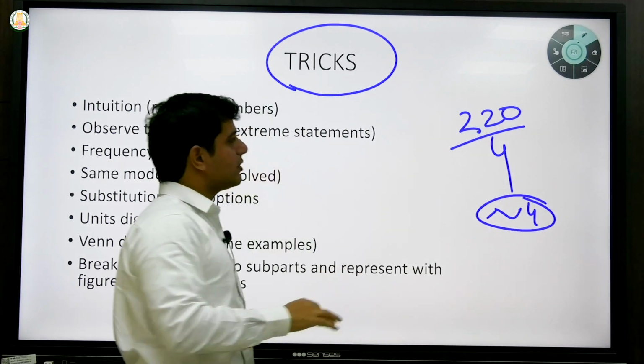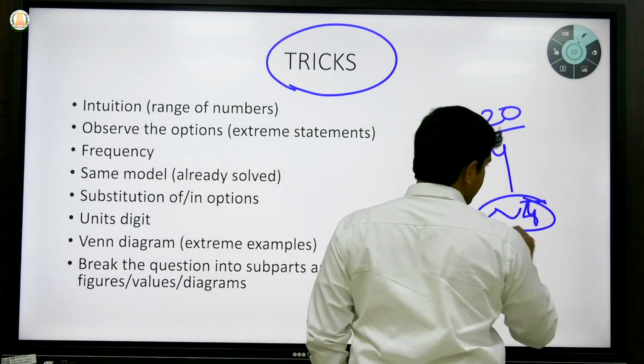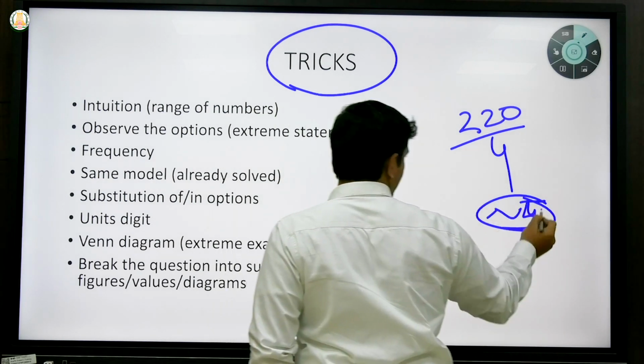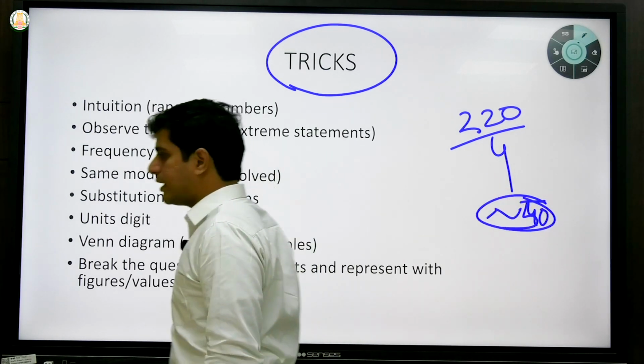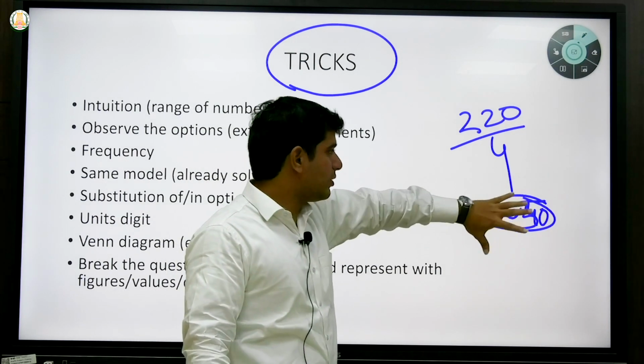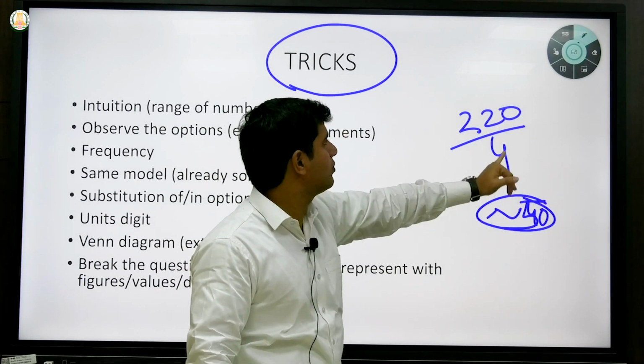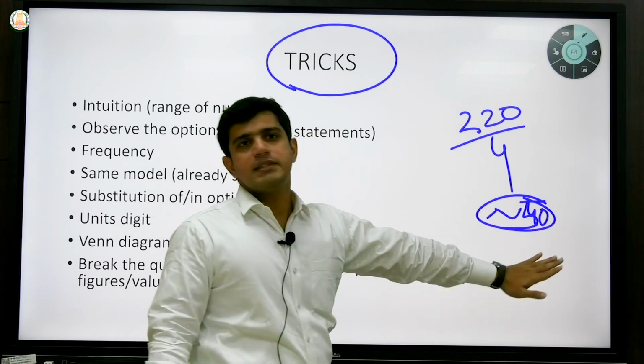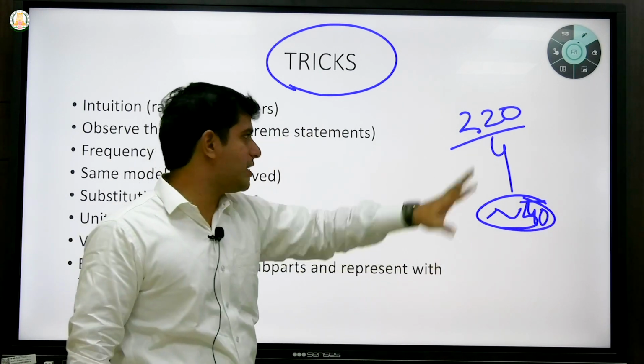Okay, that much, somewhere in the range of 50, because 4 50s are 200. So if they ask 220 by 4, if you can know that, okay, the range might be near 50, because we know 4 into 50 is 200, that is intuition. It means you will know the range.